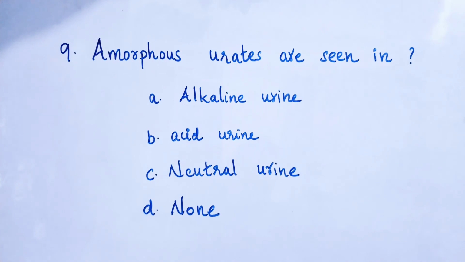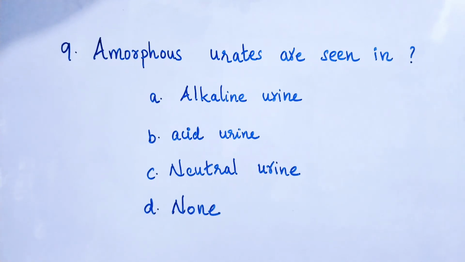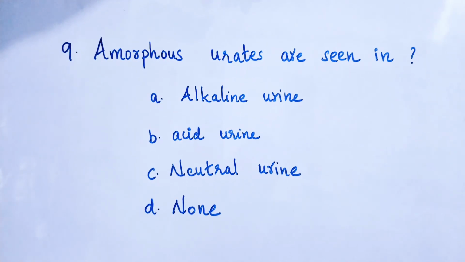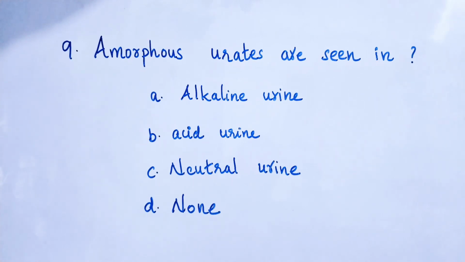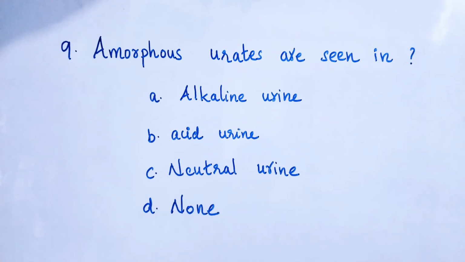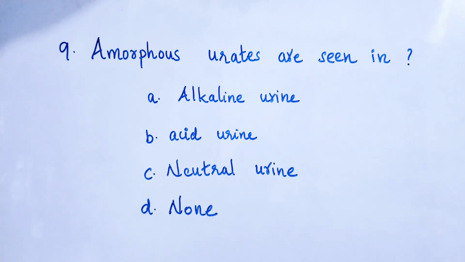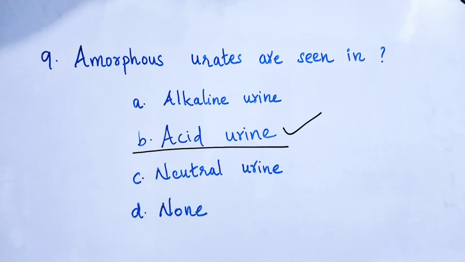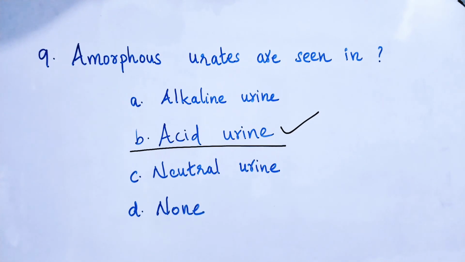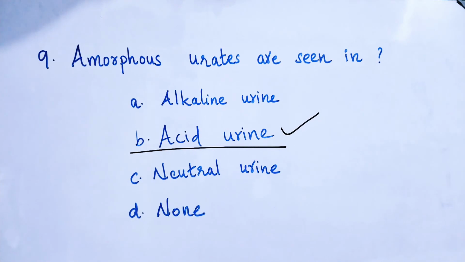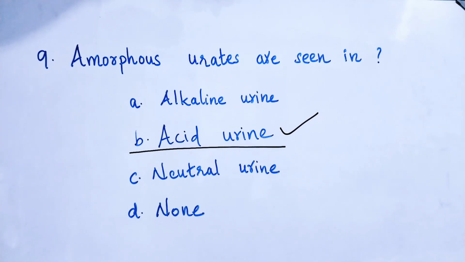Question number 9. Amorphous urates are seen in option A, alkaline urine, option B, acid urine, option C, neutral urine, option D, none. In which of the following urine specimens can we see amorphous urates? The right answer is option B, acid urine.